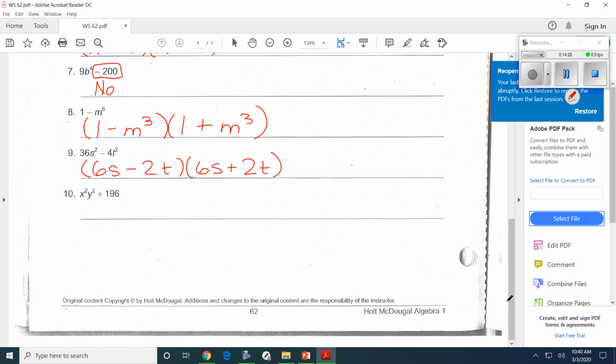Last one, we have x squared y squared plus 196. Is 196 a perfect square? Yes, indeed it is. The square root of 196 is 14. So we take the square root of the first term. We take, oh, wait a minute. Both terms are perfect squares, but I did not notice right here in the middle we have a problem. This is supposed to be the difference of two perfect squares, which means it has to be a subtraction. This is the sum, the addition, of two perfect squares. This does not work with this. So that's a little practice on that. Now, good luck on your assignment.